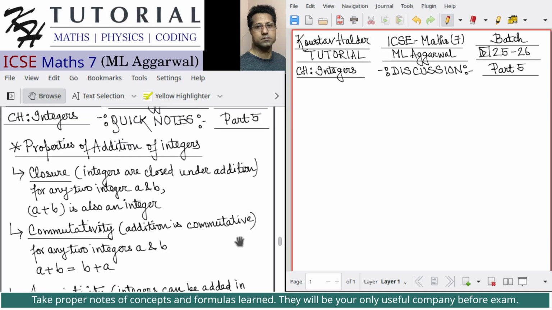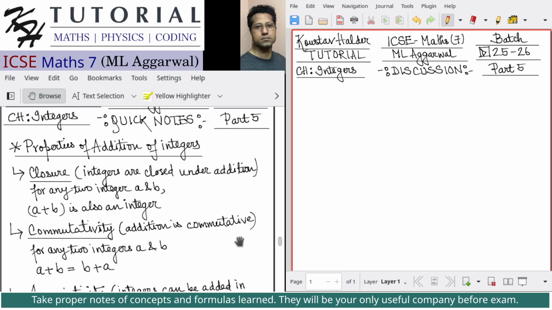Now what is closure property? Closure property of any operation, particularly since we are discussing properties of addition of integers, so what does it mean by the closure property of addition of integers? It means that for any two integers a and b, the result of a plus b, or the sum of a plus b, will also be an integer. That is, integers are closed under addition. The closure property of addition of integers says that the integers are closed under addition.